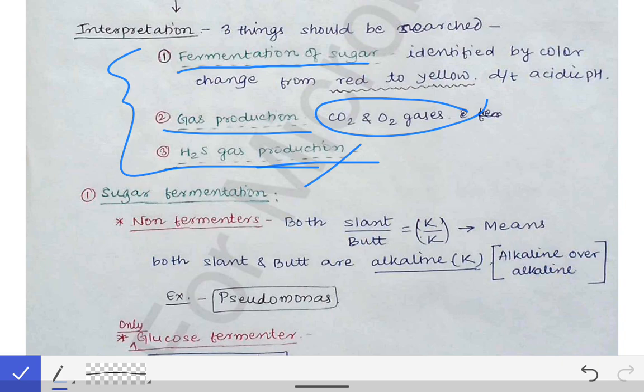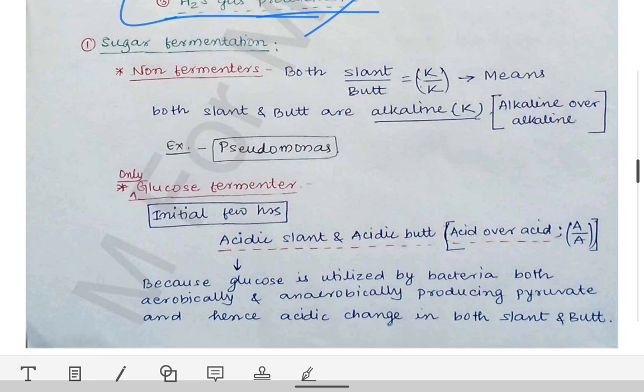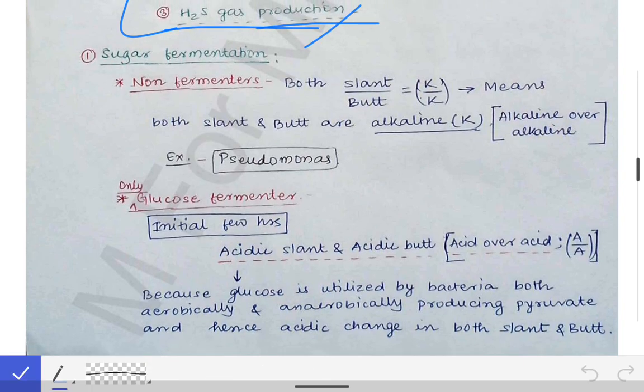So first of all, coming to the sugar fermentation. We know that in the composition of the triple sugar iron, there were three sugars: glucose, lactose, and sucrose. Okay. So based on the sugar fermentation, the organisms can be classified into three types. One will be those who will not ferment any of the sugars, neither glucose nor lactose nor sucrose. Okay, so those will be called the non fermenters.